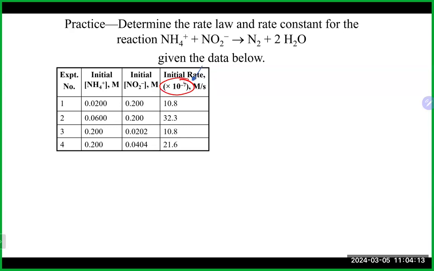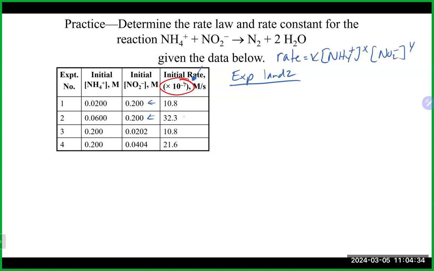So here we're going to do the same thing. We're going to go with our rate law here. That's going to be our K, NH4 plus to the X and our NO2 minus to the Y. Looking at this, experiments 1 and 2 look like a good move.